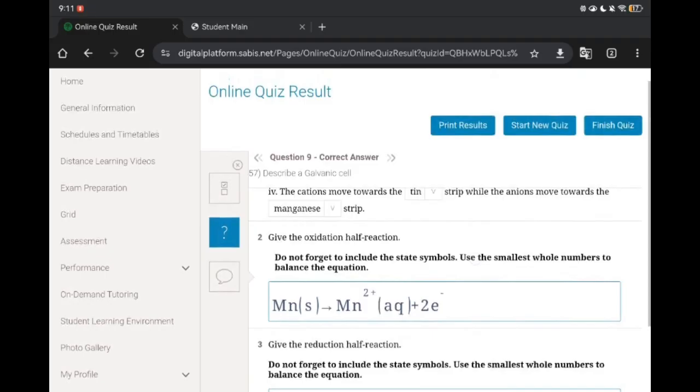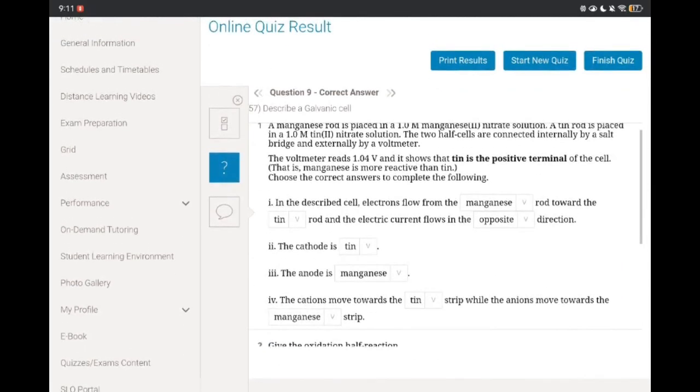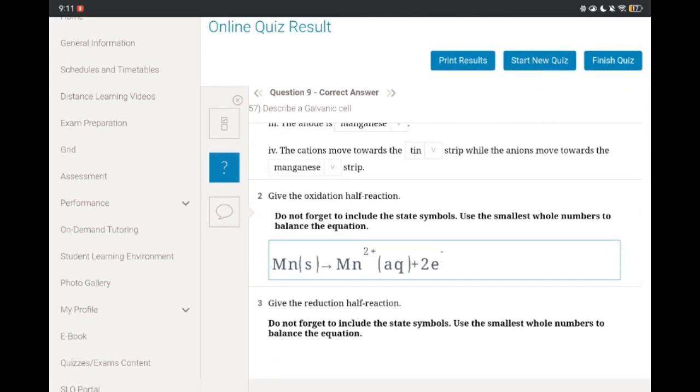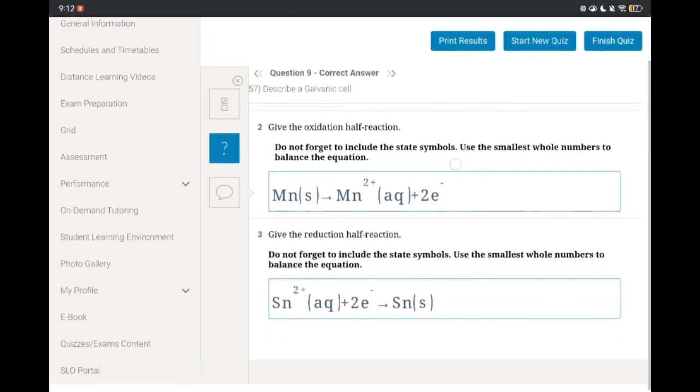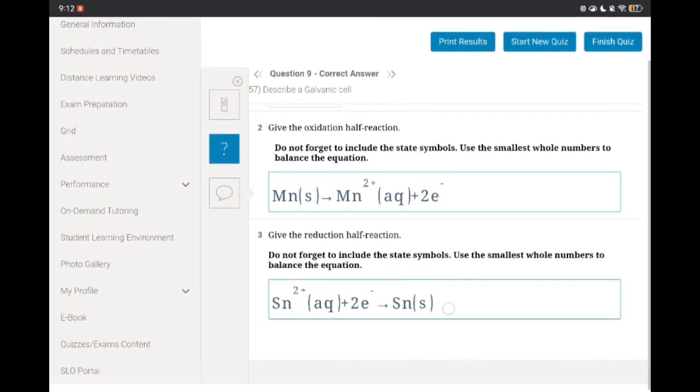Give the oxidation half reaction. The oxidized one is at the anode, which is manganese. Remember, OIL RIG: oxidation involves losing. So it starts out solid and it loses 2 electrons. And reduction involves gaining. So it starts out positive and it gains 2 electrons.